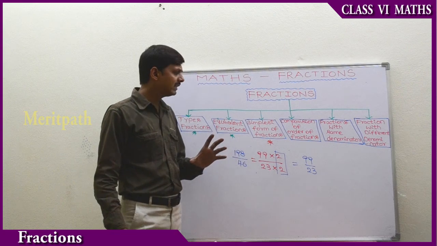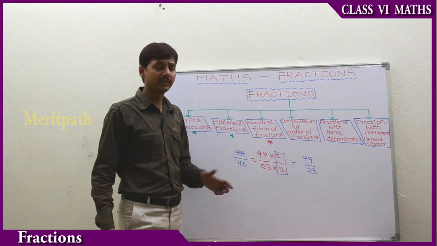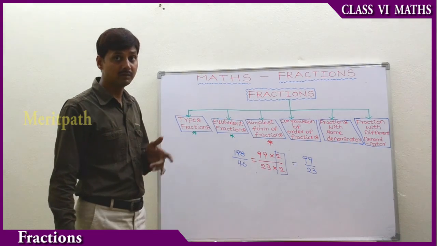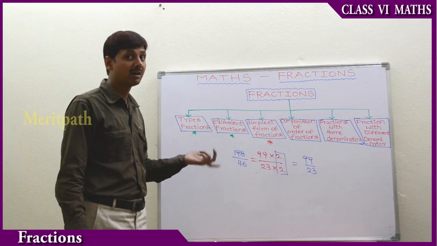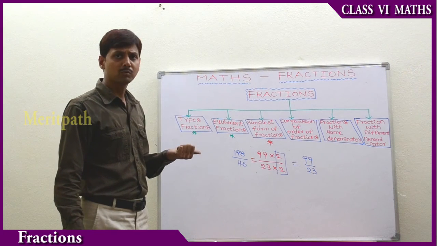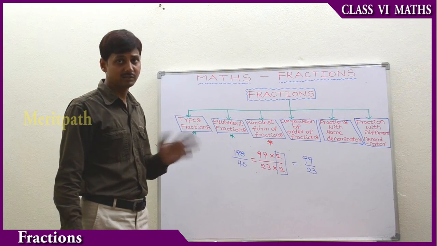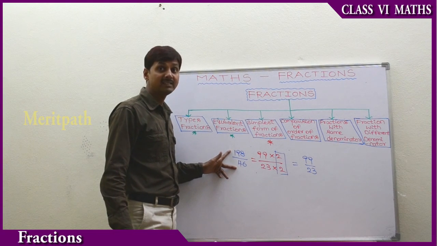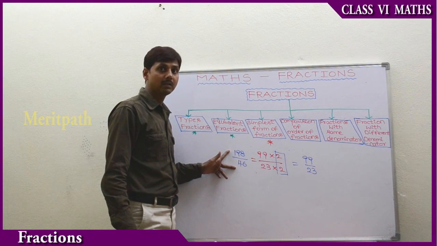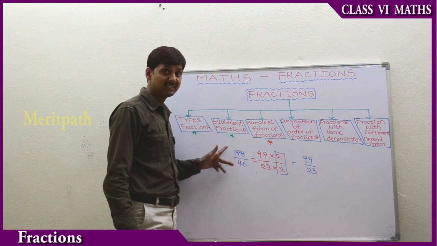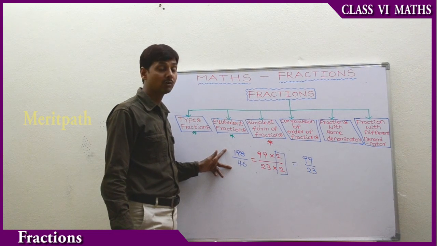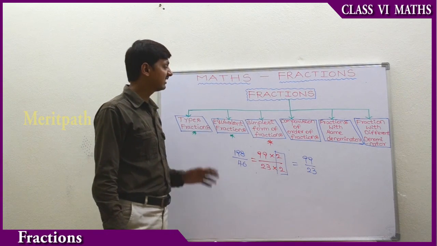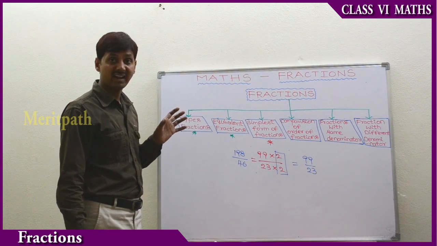So 99 and 23: 99 has a factor of 3, but 23 is not divisible by 3. 23 is a prime number, so it does not appear in any table except its own and 1. So there is no common factor present in the numerator and denominator. So this 198 by 46 we have simplified, and the simplest form of it, after taking all the common factors, is 99 by 23. So this is the simplest form of the fraction.